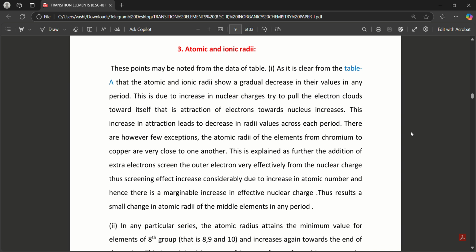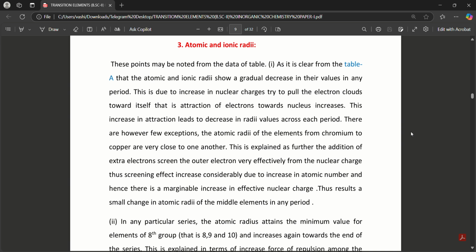Atomic and ionic radii. These points may be noted from the data of table 1. As it is clear from the table, the atomic and ionic radii show a gradual decrease in their values in any period. This is due to increase in nuclear charge. This tries to pull the electron clouds toward itself, that is, the attraction of electrons towards the nucleus increases. This increase in attraction leads to decrease in radii values across each period.